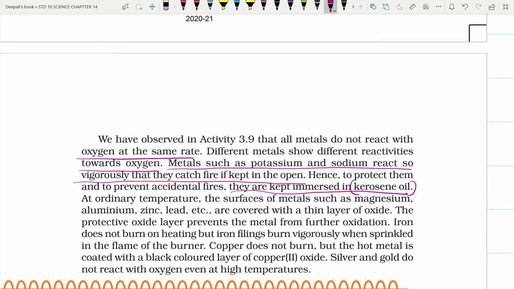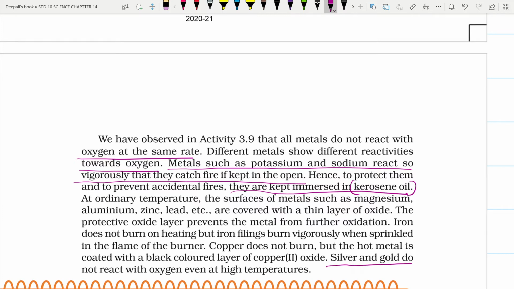At ordinary temperature, the surface of metals such as magnesium, aluminum, zinc, lead, etc. are covered with thin layers of oxide. The protective oxide layer prevents the metal from further oxidation. Iron does not burn on heating, but iron filings burn vigorously with sparkles in the flame of the burner. Copper does not burn, meaning that it is least reactive. But the hot metal is coated with a black colored layer of copper oxide. Silver and gold do not react with oxygen even at high temperature.